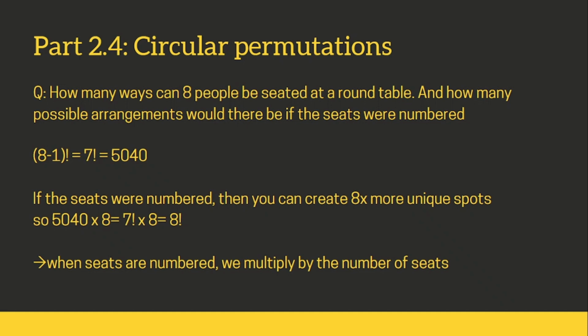The first part, how many possible arrangements? You just use the formula I mentioned earlier. 8 minus 1 factorial, 7 factorial, equals 5040. But let's say the seats are numbered, then you can create basically 8 times more unique spots. So in the end, you multiply by the 8 again. And so, when the seats are numbered, we can just multiply by the number of seats.